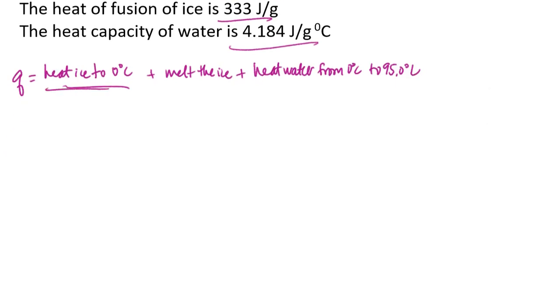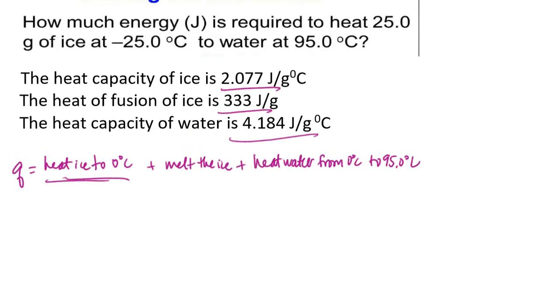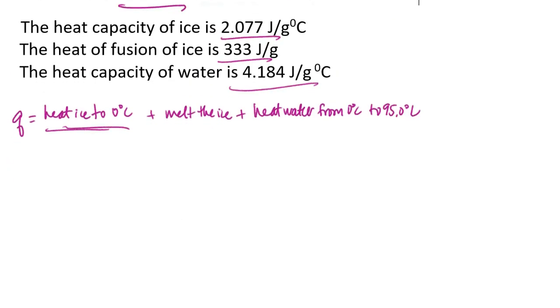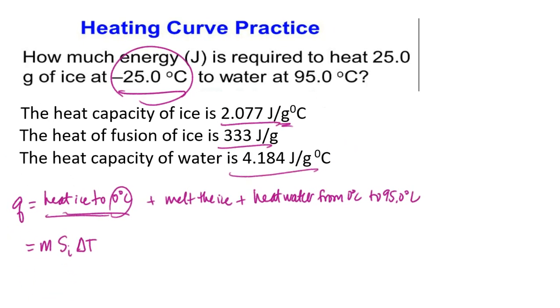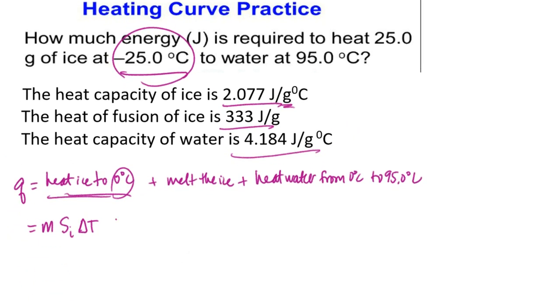Now I'm going to construct terms for each of those processes. If I'm going to heat ice from negative 25 degrees Celsius to 0 degrees Celsius, then that should be my mass of ice times my heat capacity. In this case, they gave us a specific heat capacity. Notice this is not a molar quantity. So I need the specific heat of ice times the temperature change between 0 degrees Celsius and negative 25 degrees Celsius. Okay, so that's one term.